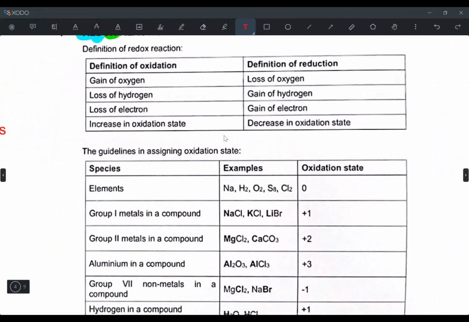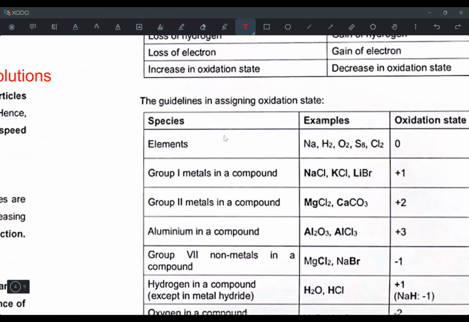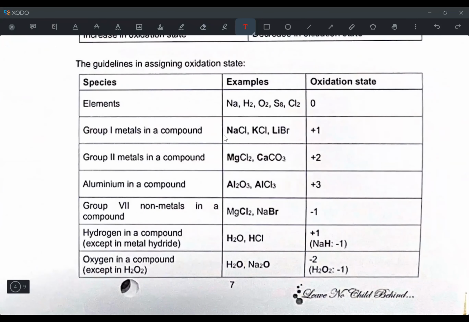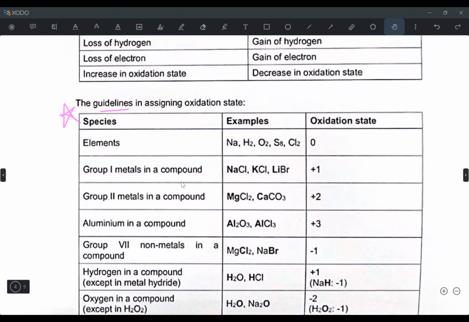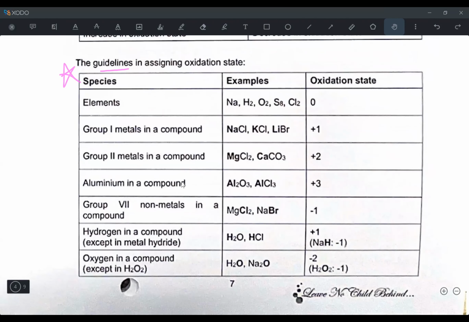Okay, then for oxidation state, this is the guideline. This one is very important. Why we need to know the oxidation state is because it is usually the more universal way of determining whether it is oxidation or reduction. Oxidation is the increase in oxidation state, and reduction is the decrease.